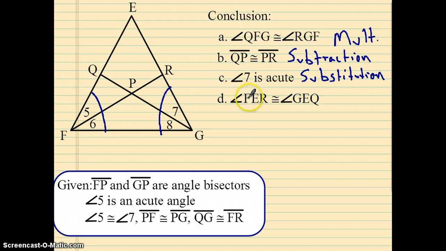And finally, angle FER is congruent to angle GEQ. So I want you to picture this for a second. FER, okay? So FER, we're talking about this angle right here, okay? And then GEQ, well, isn't that the same angle? And so, yes, it is the same angle. So what do we say? We say that this is true by the reflexive postulate. The reflexive postulate tells us that this is okay. This is good to go.